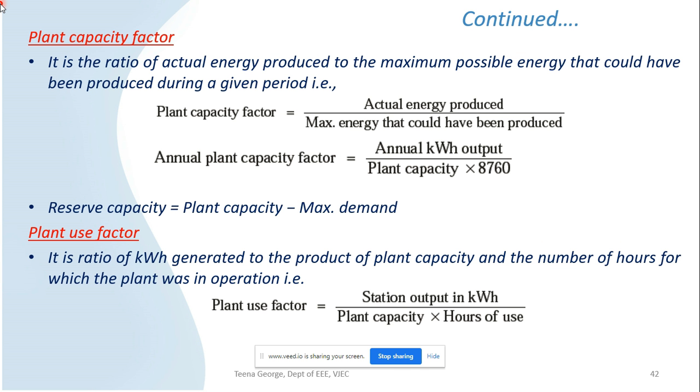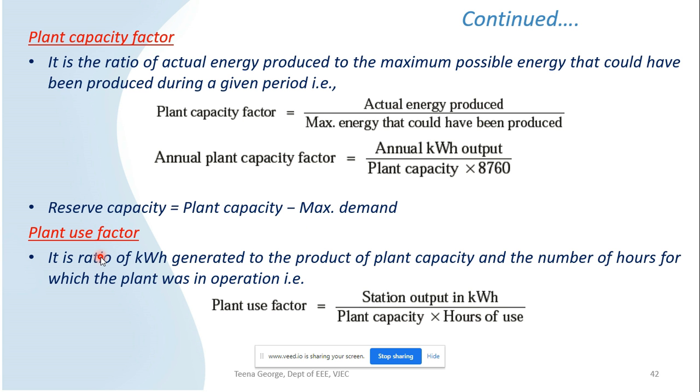Next is plant capacity factor. It is the ratio of actual energy produced to the maximum energy that could have been produced. That is annual kilowatt hour output by plant capacity into 8760. For annual plant capacity factor, 365 into 24, 8760. And we know that plant capacity should be such that it meets the maximum demand and also the reserve capacity. So reserve capacity is plant capacity minus maximum demand.